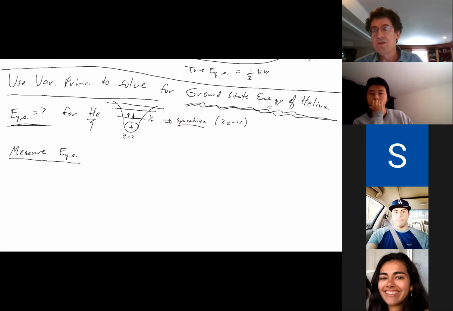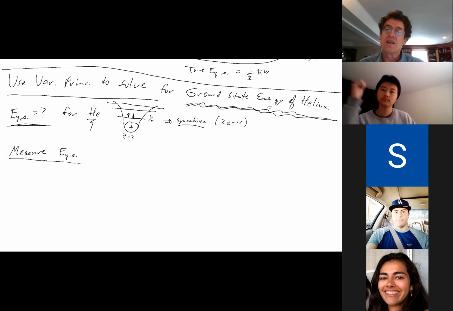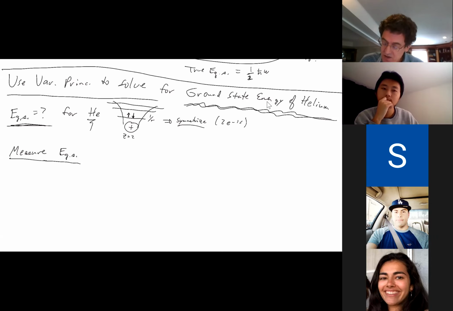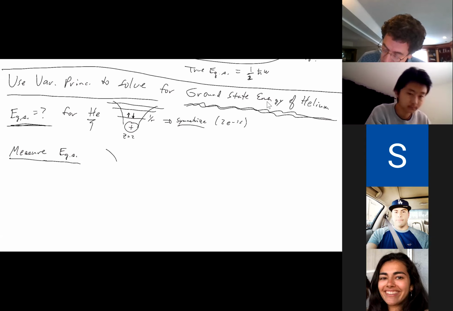How would you measure the ground state energy of helium? What would you do? Could you do it by looking at excitations and transitions between energy levels? That's right, that is what you would do. But the transition between the ground state and what? How do you actually find the energy of the ground state? It would be from ionized to recombined. That's exactly right.